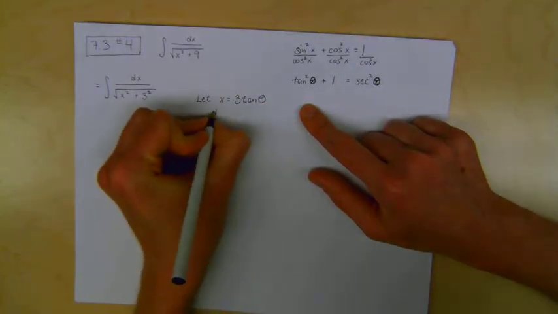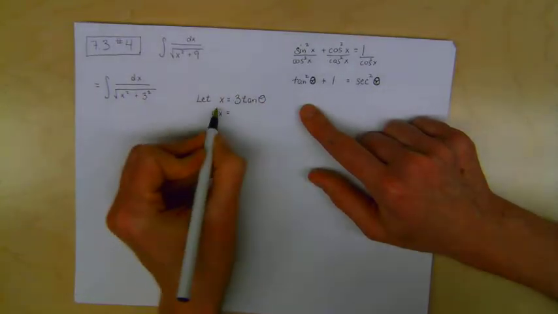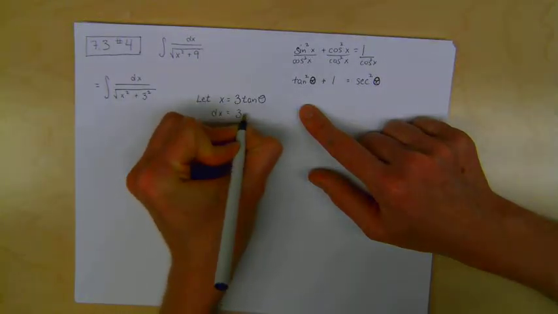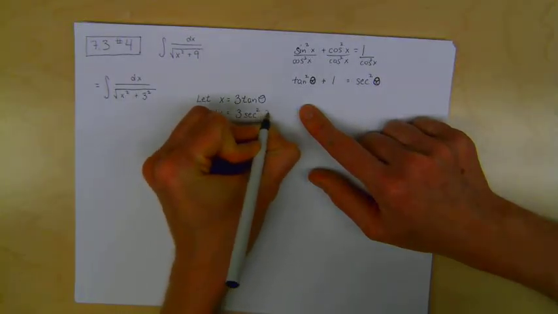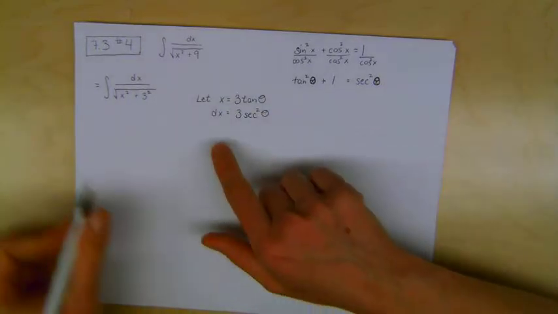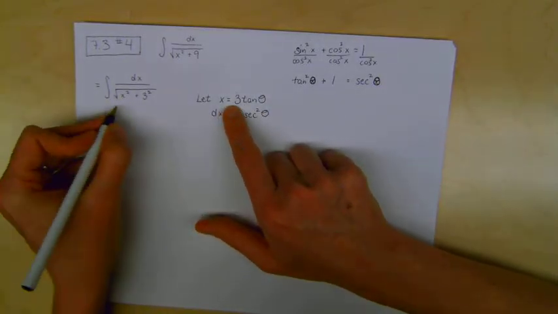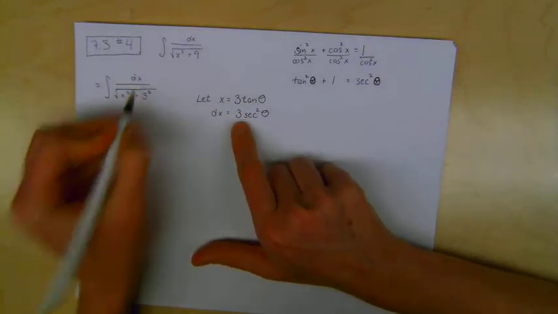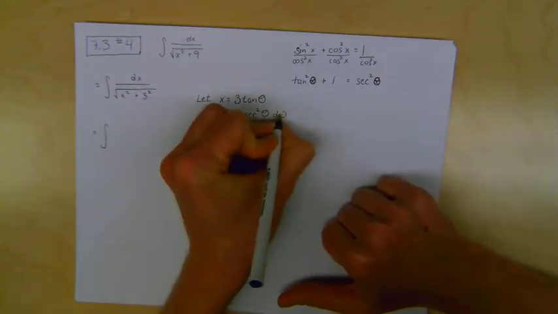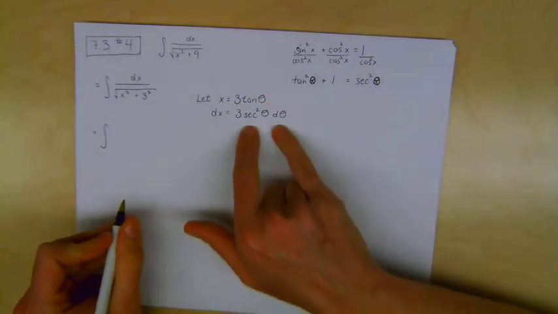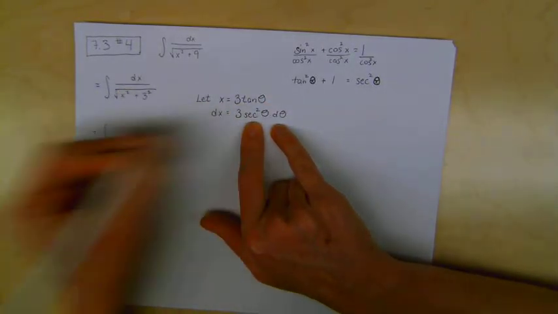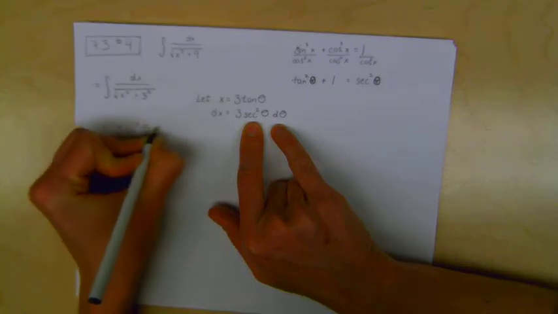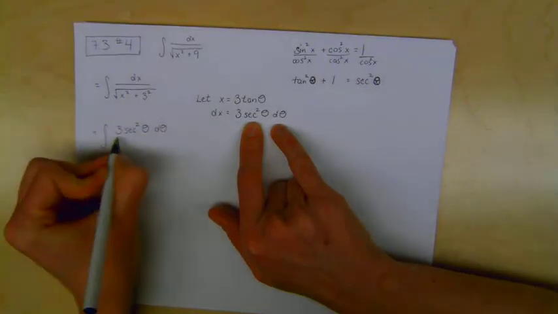Then dx in that case is going to be the derivative of 3 tangent theta, and again the derivative of tangent is secant squared. Notice what happens to my integral. So now I have, by substitution, d theta, sorry, this is just sloppiness on my part. The dx turns into 3 secant squared theta d theta in the numerator.